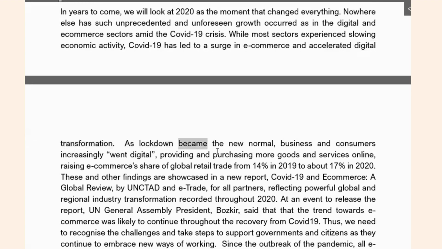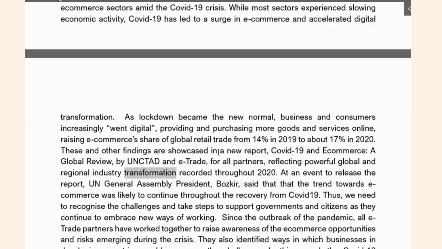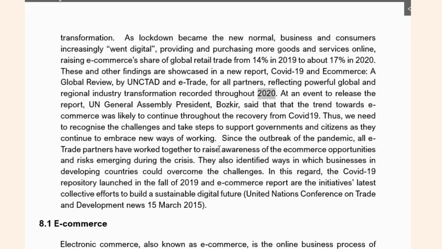As lockdown became the new normal, businesses and consumers increasingly went digital, providing and purchasing more goods and services online, raising e-commerce share of global retail trade from 14% in 2019 to about 17% in 2020. These and other findings are showcased in a new report, COVID-19 and E-commerce: A Global Review, by UNCTAD and eTrade for all partners, reflecting powerful global and regional industry transformation recorded throughout 2020.